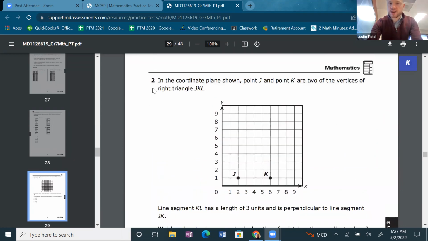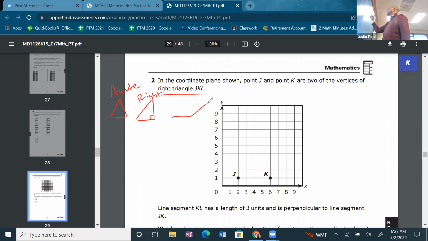And then now, okay, so this interesting one. In the coordinate plane shown, points J and K are 2 vertices of a right triangle. Do you remember what right triangles look like? So a right triangle has a right angle. And then we also have acute, right? You know the last kind? The last kind is obtuse. It has an obtuse angle. So you can see acute, right, and obtuse triangles.